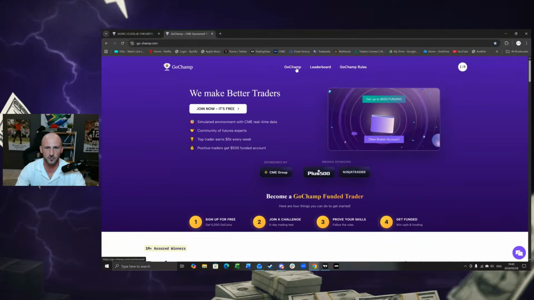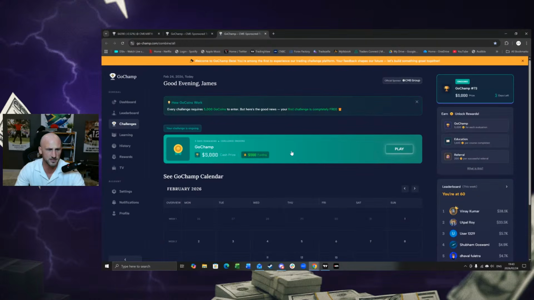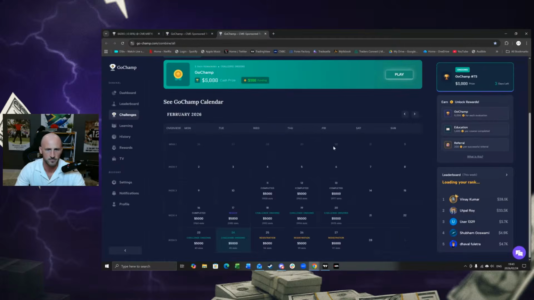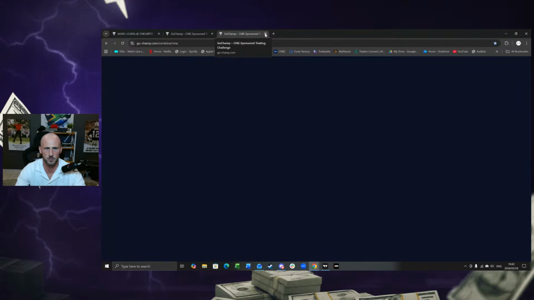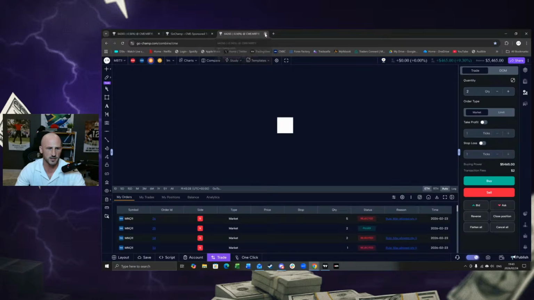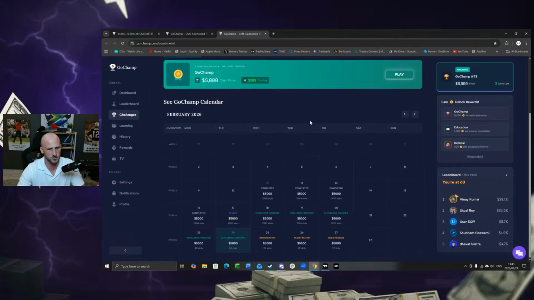So how you register for it: you hit GoChamp, and here is the calendar, as you can see, and you can just hit play. That will register you into the competition. As I said, it is in beta phase right now. The competition will be going live in March, but that is how you register. You can see the competitions that are coming up.